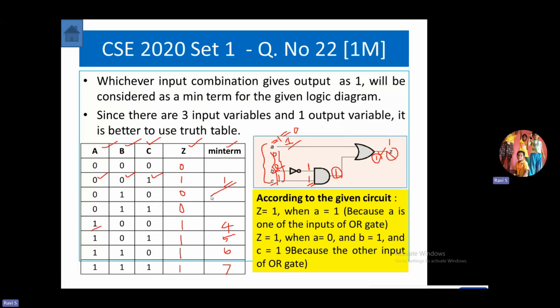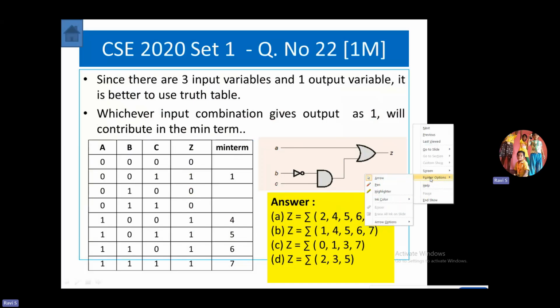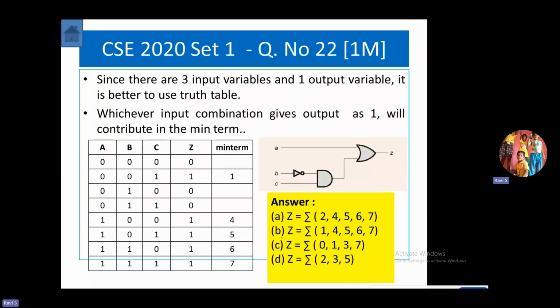Now, if you compare the given set of options, there are four options: 2, 4, 5, 6, 7; 1, 4, 5, 6, 7; 0, 1, 3, 7. Among these four options, option B rightly represents the given logic diagram. Thank you.